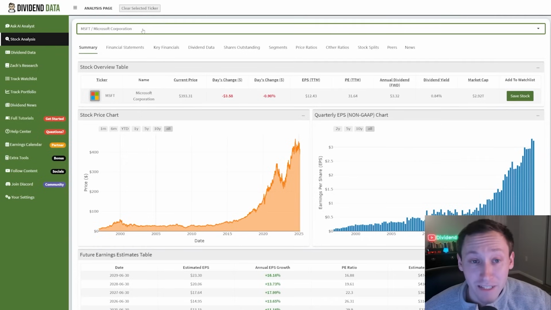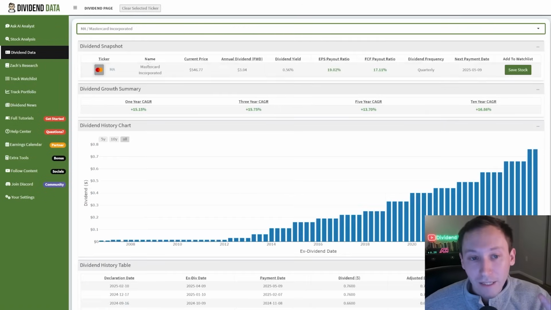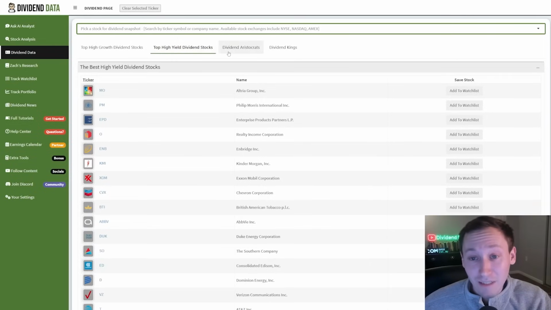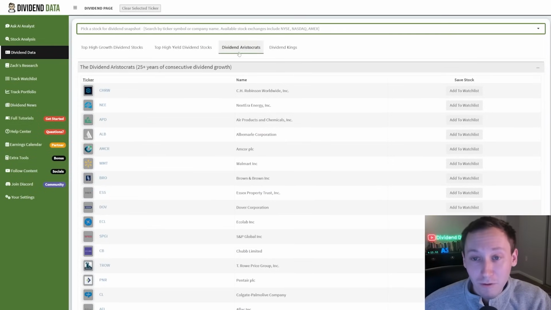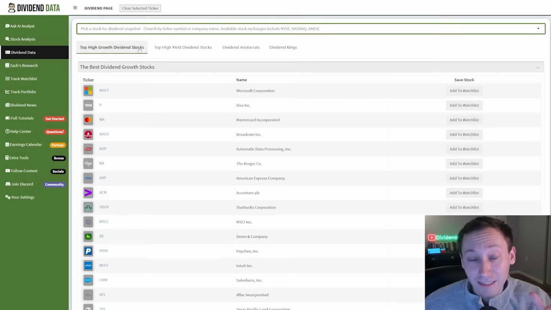If you want to back out of a stock, you can click here, hit backspace, or you can go up to the top and hit clear selected ticker. That puts you back to the main page. And if you only want to look at the dividend data for the stock, we have this entire dividend data page. That gives you only that dividend information on the company so you can get quick access to directly what you're looking for. And I even put in curated lists of high quality dividend growth stocks, high yield dividend stocks, reliable dividend growers like the dividend aristocrats and the dividend kings. So if you're new to investing, this gives you a great base and list of stocks to get started from.